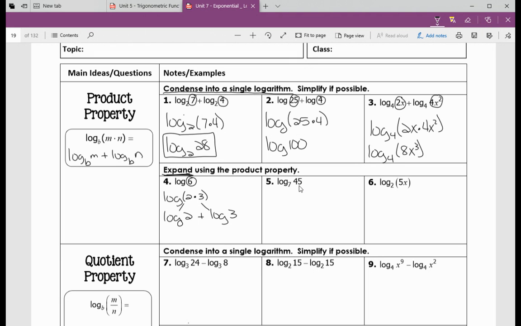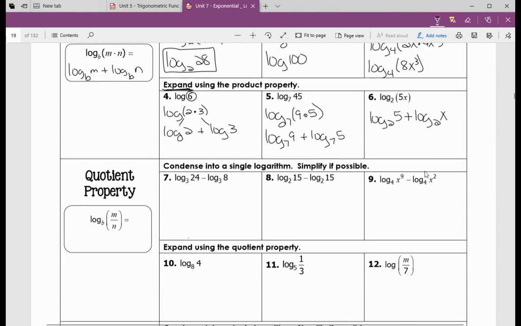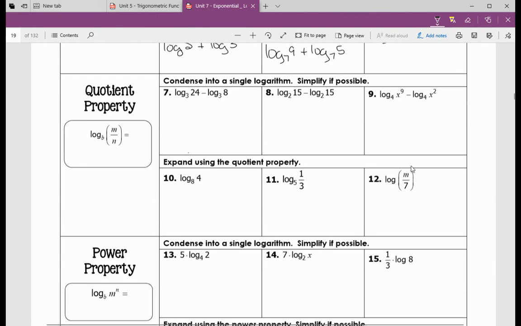Now, there are several multiples of 45, but I am going to use 9 times 5. So that would be log base 7 of 9 plus log base 7 of 5. And for the last one, I have a visible product, 5 times x. So I'm going to split that 5 and that x. So log base 2 of 5 plus log base 2 of x. So that is just a very basic way of using the product property.